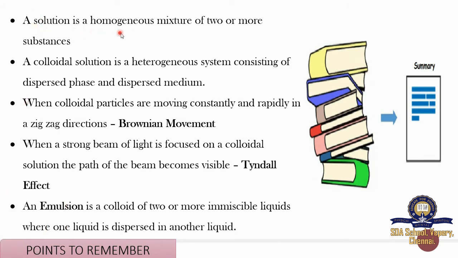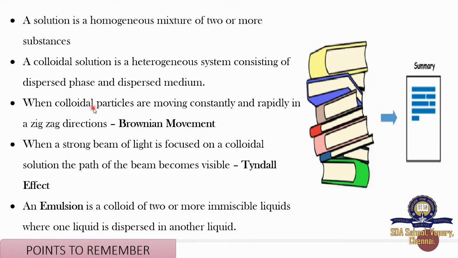A solution is a homogeneous mixture of two or more substances. We saw three types of solution. What are they? True solution, colloidal solution, and suspension. A colloidal solution is a heterogeneous system consisting of dispersed phase and dispersed medium. When colloidal particles are moving constantly and rapidly in a zigzag direction, it is known as Brownian movement. In colloidal solution, we saw two important properties, which are the Tyndall effect and the Brownian movement.